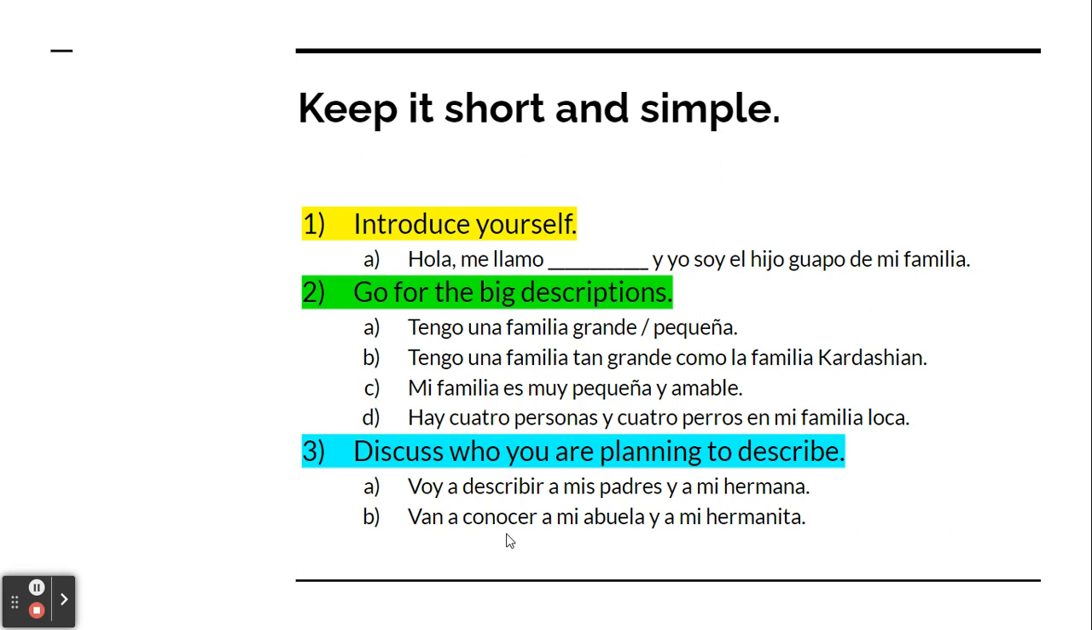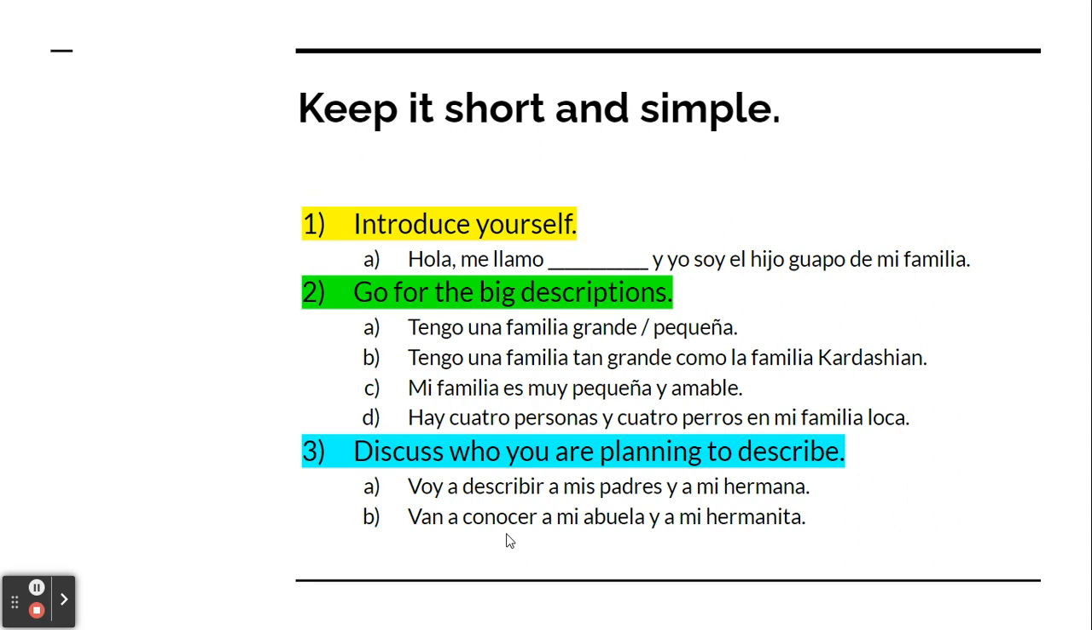Tengo una familia grande. Tengo una familia pequeña. Tengo una familia tan grande como la familia Kardashian. Mi familia es pequeña y amable. This last example shows quite a bit of information. Hay 4 personas y 4 perros en mi familia loca. You've got a holistic description with familia loca, and then you also give how many people and pets you have.